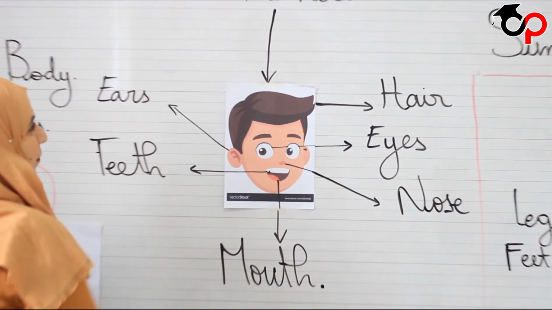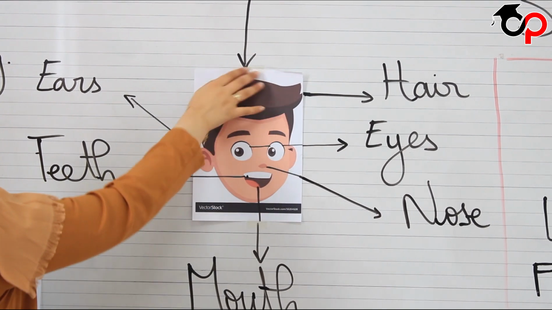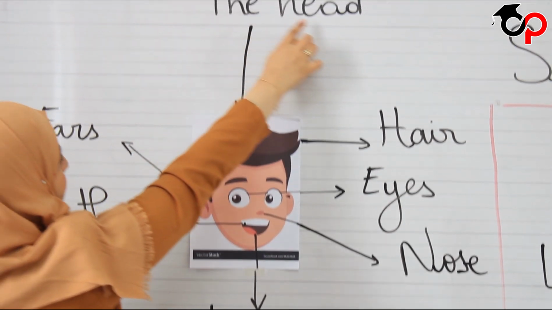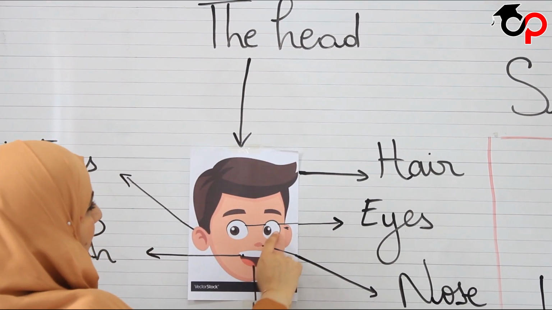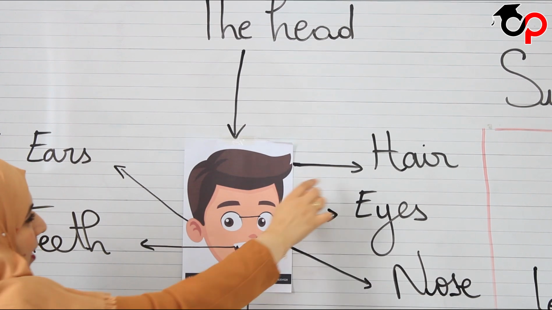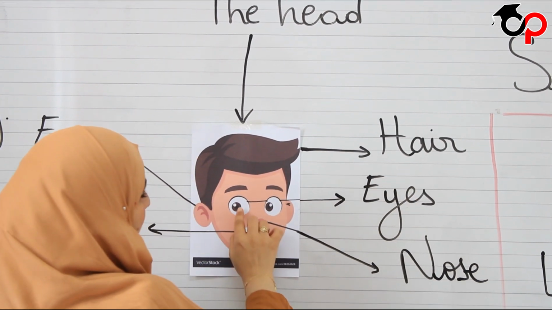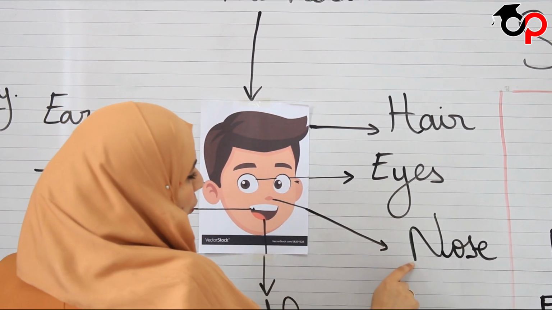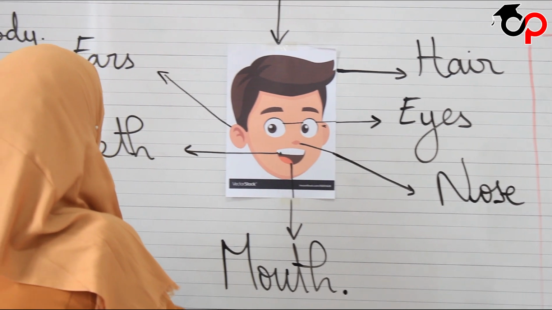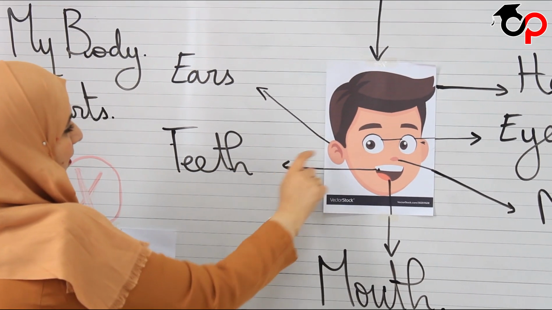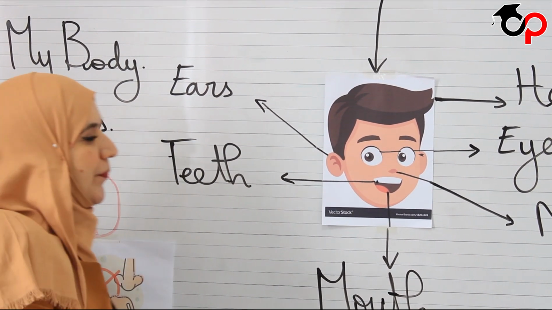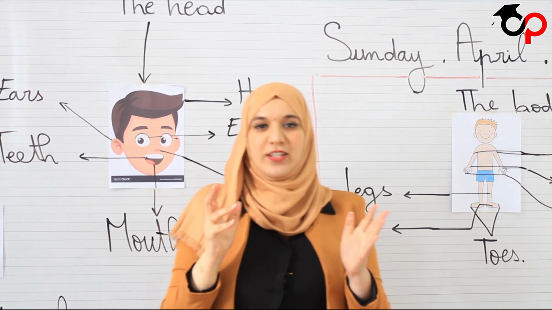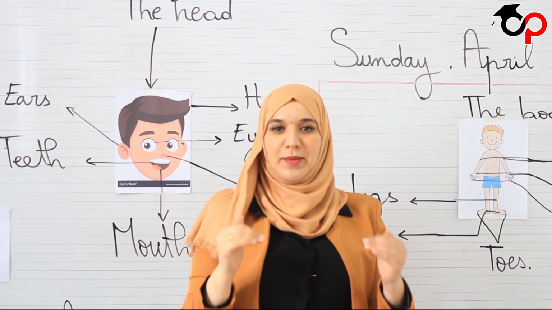Look at this picture. This is the head. We call this the head. This is hair. These are called eyes, nose, mouth, teeth, ears.